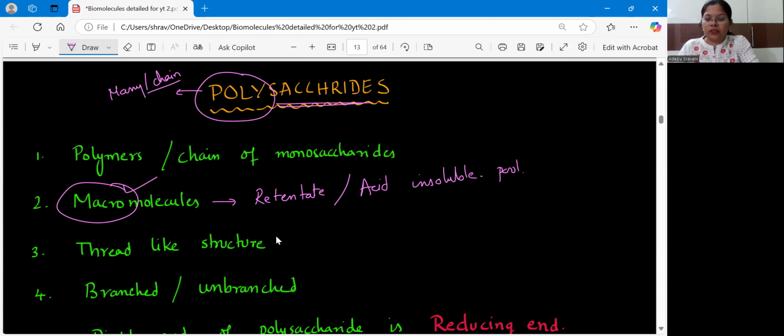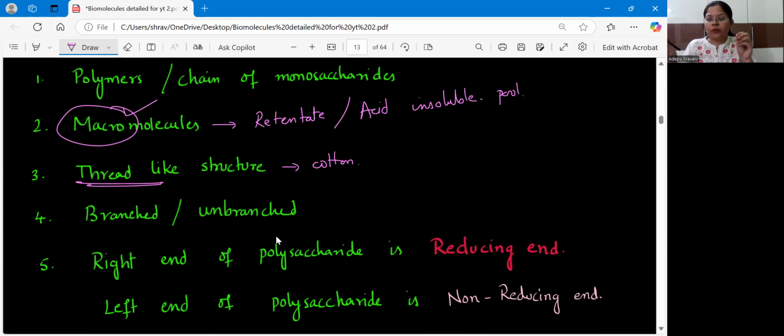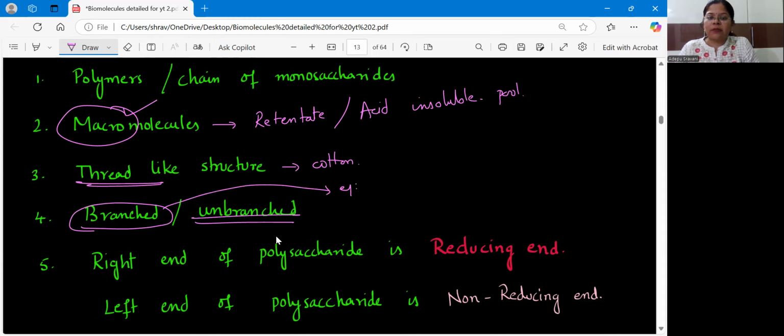Now, if you consider the structure, how do these polymers appear? They are thread-like structures, just like your cotton. Now, these polysaccharides, when all the glucose molecules or all the monosaccharides are arranged one after the other, can be branched or unbranched. Very important branched examples are glycogen and starch.